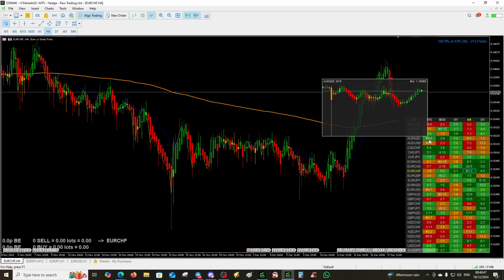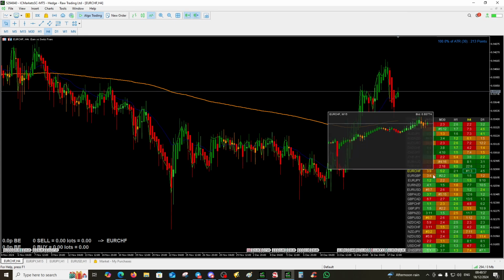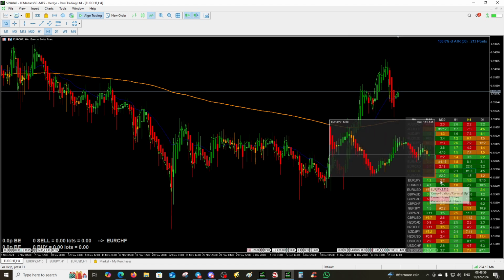Aussie USD, we've got one here, for example, as well. And so that's just a video on this Heikin Ashi scanner. It's really cool. So if you're looking for blocks of color.